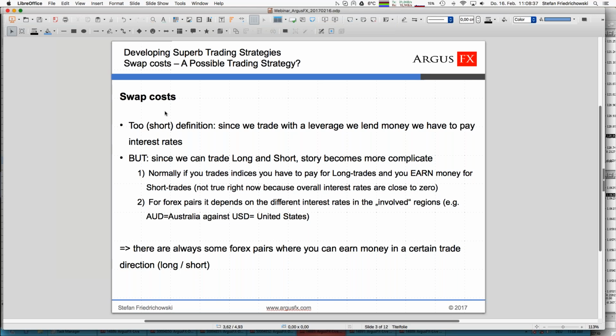Think about you trade Australian dollar against US dollar. Then the question is, what kind of interest rates do you have in which region? And now it depends on the naming of the forex pair. In my case, it would be called Australian dollar against United States dollar, and not vice versa. We have those standard definitions of forex pairs, but in principle, the forex pair US dollar against Australian dollar is valid as well, but that's not the typical naming. Therefore, it depends on the kind of naming, and on the involved interest rates in those regions.